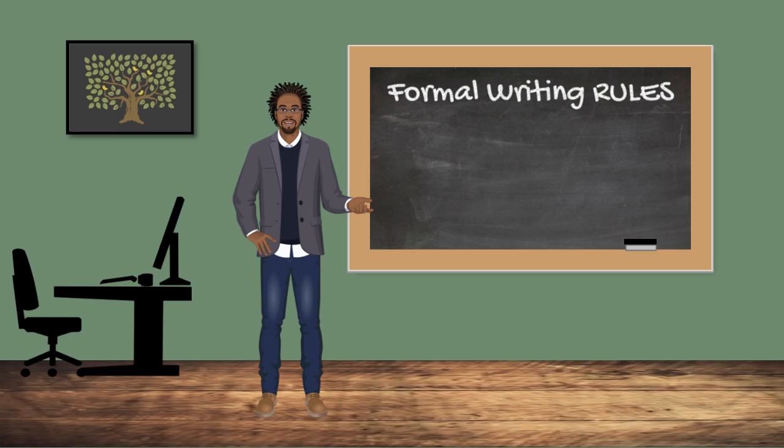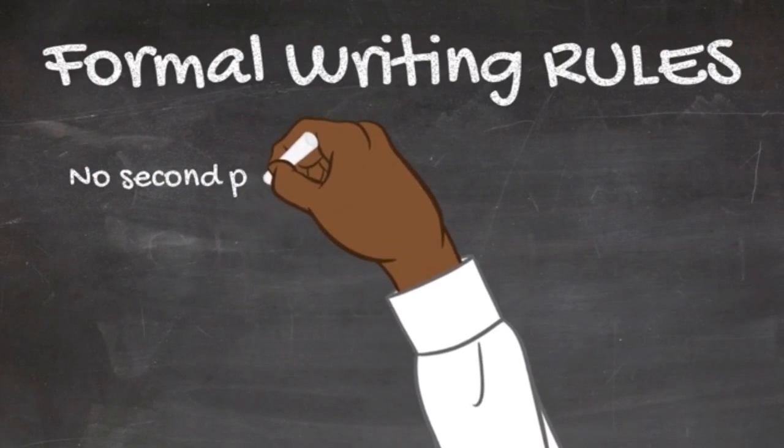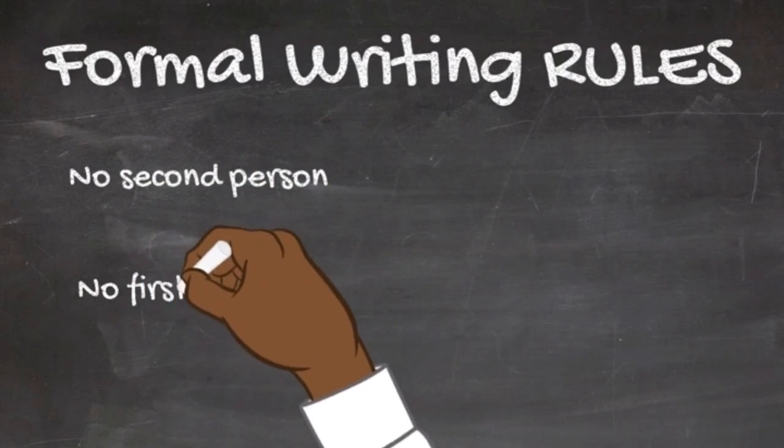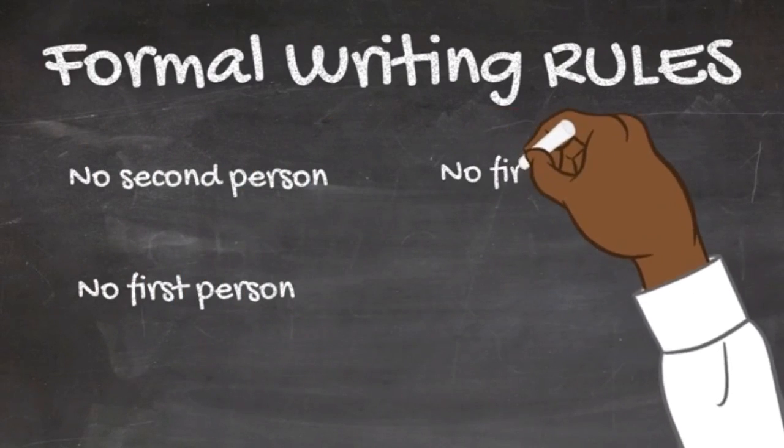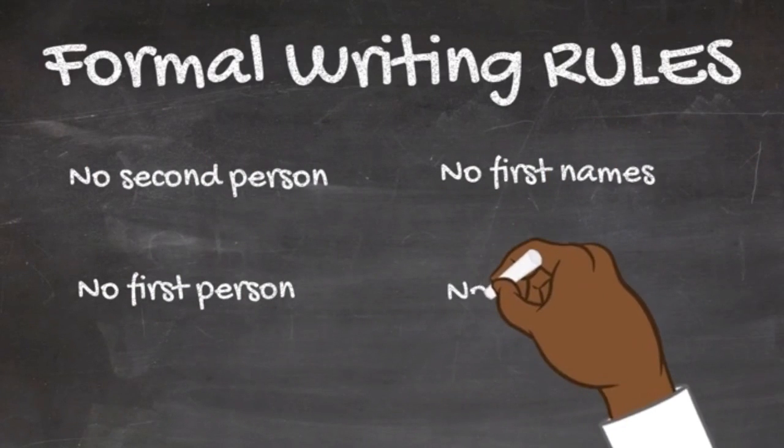If we want to be able to break the rules in creative and interesting ways, to be able to say something new or in a new way, we have to have an understanding of the rules first. Here are a few rules to keep in mind when you start writing formally, especially for school. Once you have mastered these, you will be in a better position to choose when to apply them and when to ignore them. No second person. No first person. No first names. No titles.